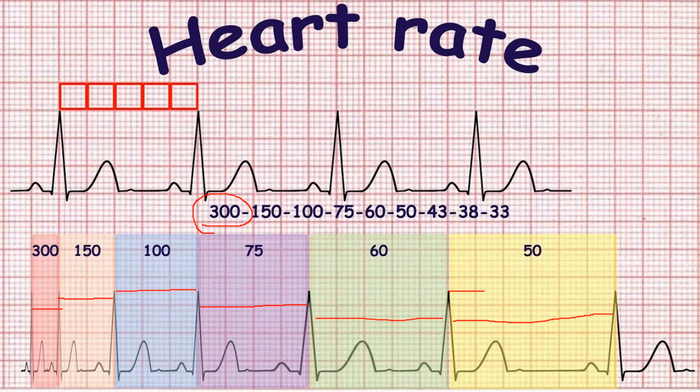I have wrongly marked it in between, but it should be from the tip of one R wave to the other. And if more than 6, if 7, it will be 43. If 8, it will be 38. And if 9, it will be 33. Likewise, the heart rate will be calculated.